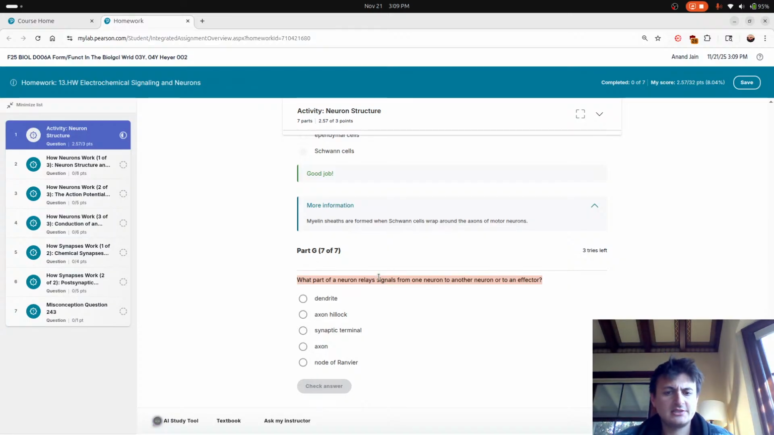What part of a neuron relays signals from one neuron to another or to an effector?